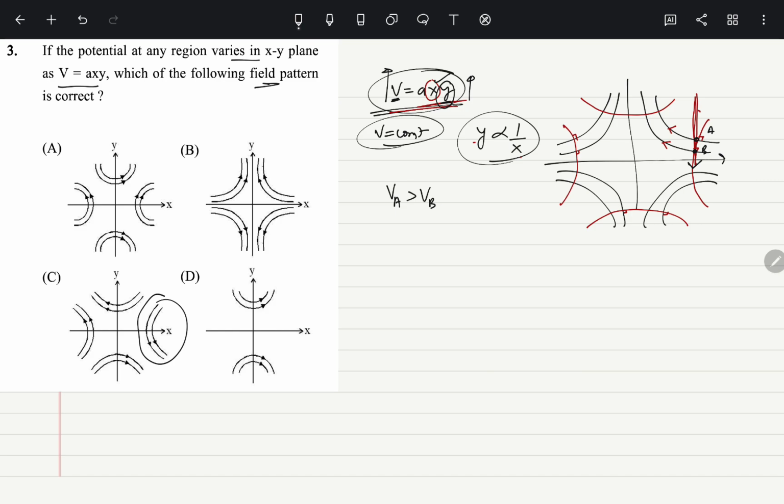The arrow is downward only. So option C is correct. You can check with the other lines, the other arrows also, with the same concept. Okay, so I hope you understood. Let's move to the next question.